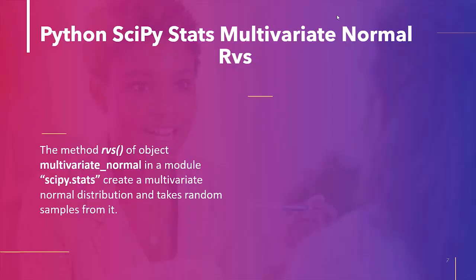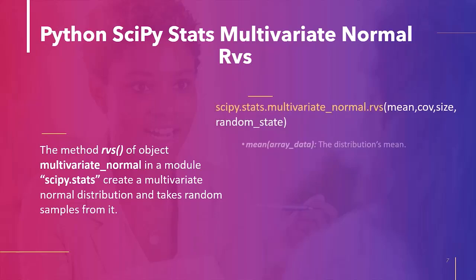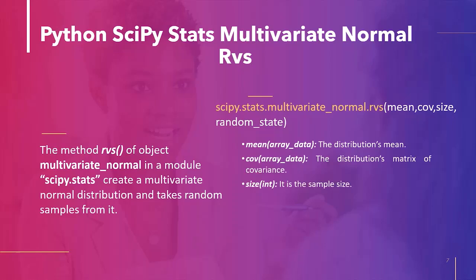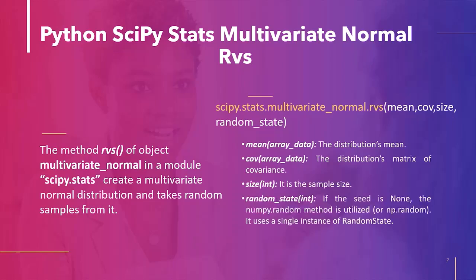The last topic of this tutorial is Python SciPy stats multivariate normal RVS. A multivariate normal distribution is created and a random sample is taken from it via the method RVS of the object multivariate normal in the scipy.stats package. The syntax of the method is as follows, where parameters are mean; cov, the distribution matrix of covariance; size, used to specify the size of the sample; random state, if the seed is known, the numpy.random method is used. Let's take an example to draw a random sample from a multivariate normal distribution.